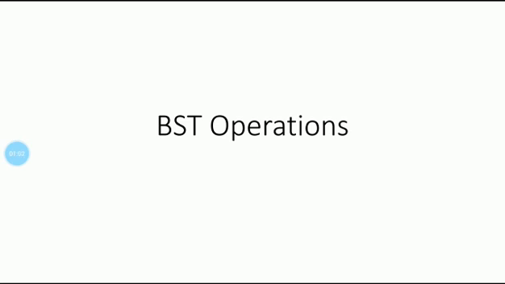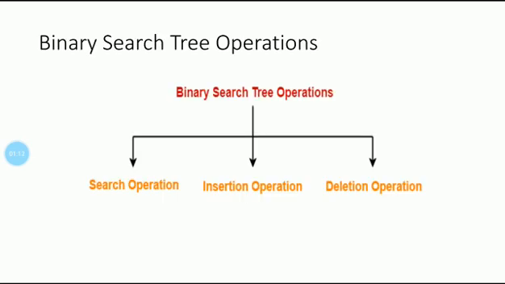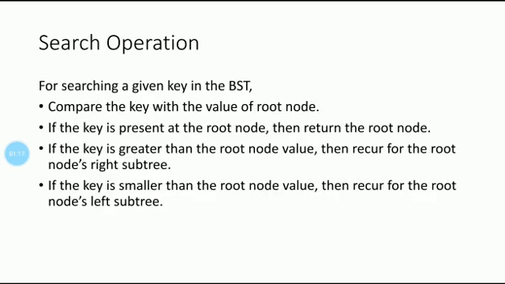And today, we are going to learn about the operations that are performed on the binary search tree. First one is searching, second one is insertion, and third one is deletion. Searching means to search for a particular element in the binary search tree. That means our requirement is to find whether the element we require exists in the binary search tree or not.